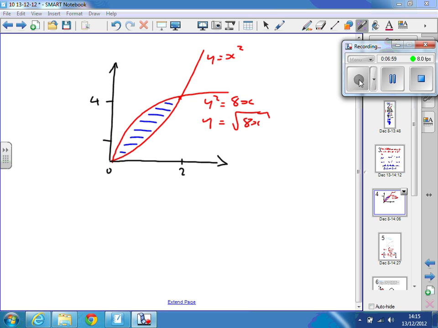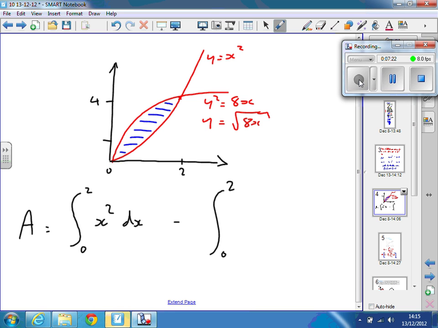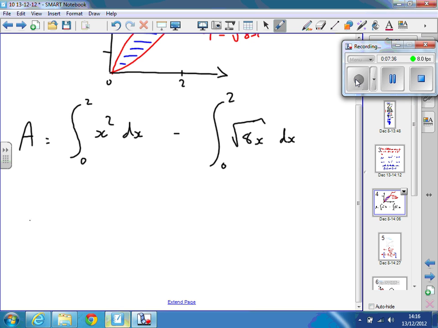Okay, so now we're going to do the integral. We're going to integrate the top curve, which is y equals x squared, between 0 and 2. So the area is going to be the integral between 0 and 2 of the top one, minus the integral between 0 and 2 of the bottom curve, which is the square root of 8x. So we can do that one.